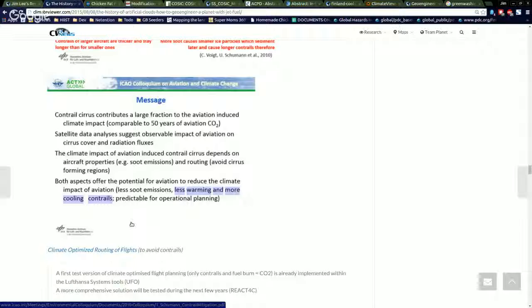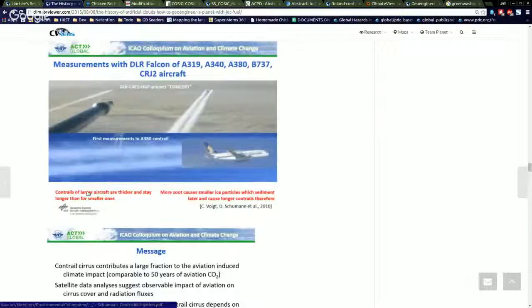The Convention on Biological Diversity states that geoengineering will be illegal. So what they're doing is illegal. What they're trying to do is jigger the clouds coming out of these planes to make them cool the planet, and then we can avoid paying carbon taxes. Hell, if we cool the planet, we can actually get carbon credits. It's about that money, people. It's about that money. And you can see right here, he says, contrails with larger aircraft are thicker and stay longer than smaller ones. More soot causes smaller ice particles with sediment, later cause longer contrails.